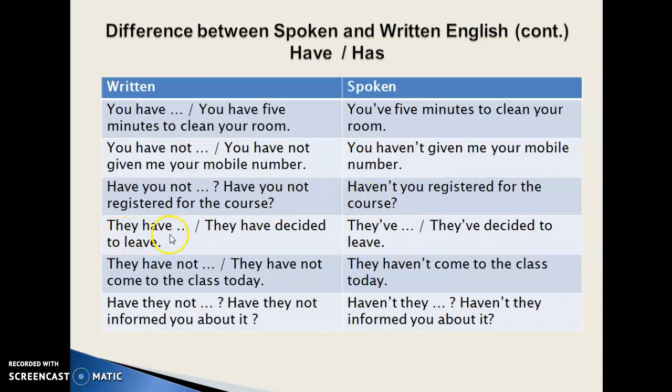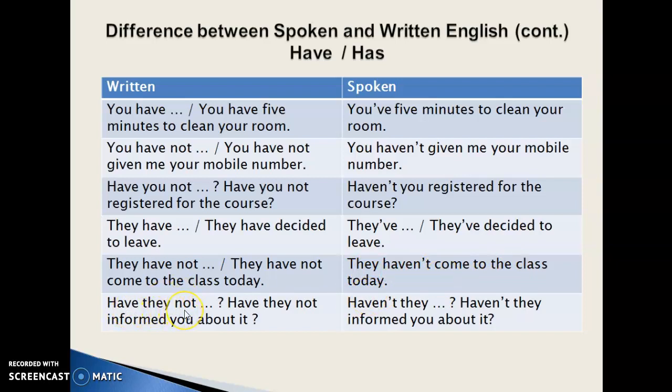They have. They have decided to leave. They have not. They have not come to the class today. They haven't come to the class today.